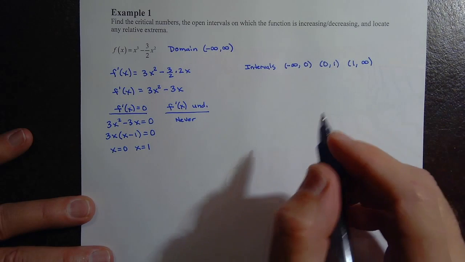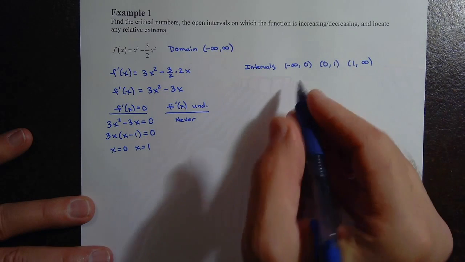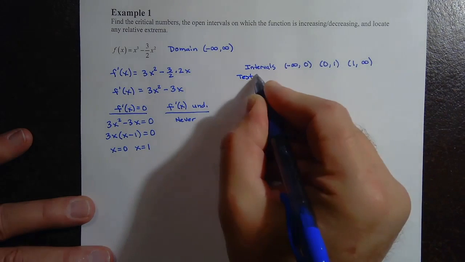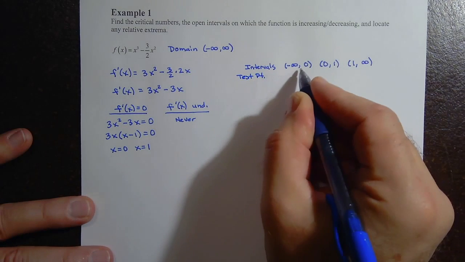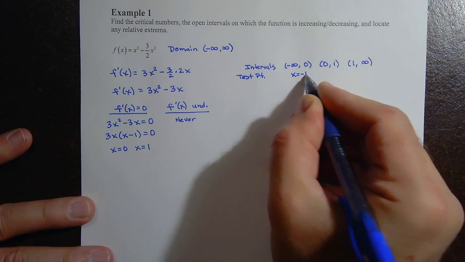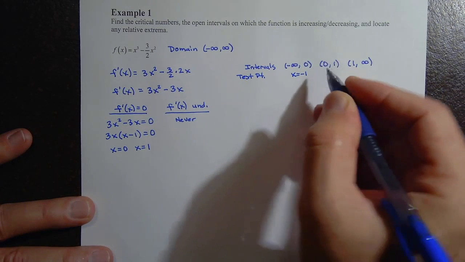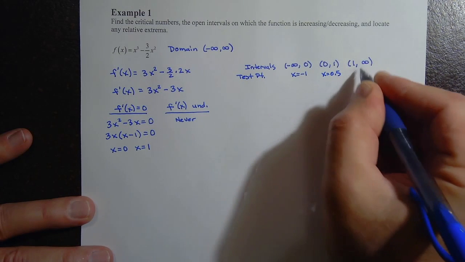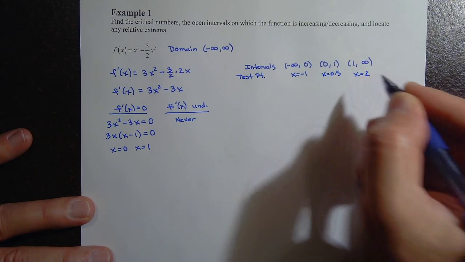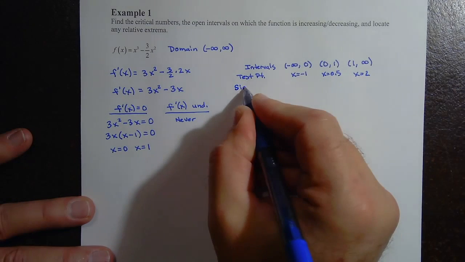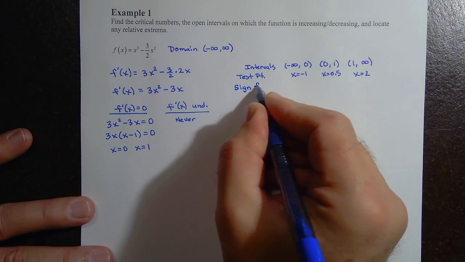Okay, so now we're going to test a point in each of these intervals. So a good point to check in this interval would be x equals -1. A nice point in this one would be something like x equals 0.5, and over here x equals 2. And then what we're going to look at is the sign of f prime.